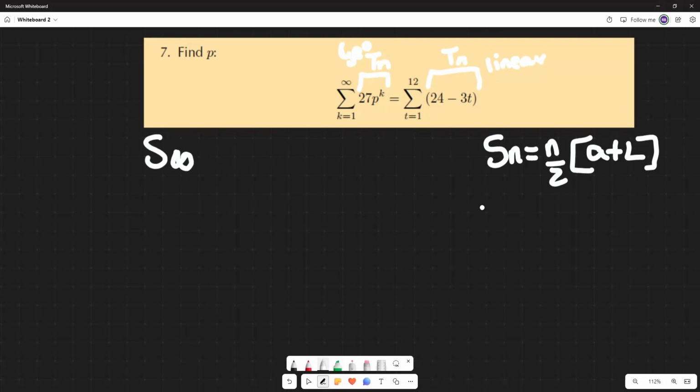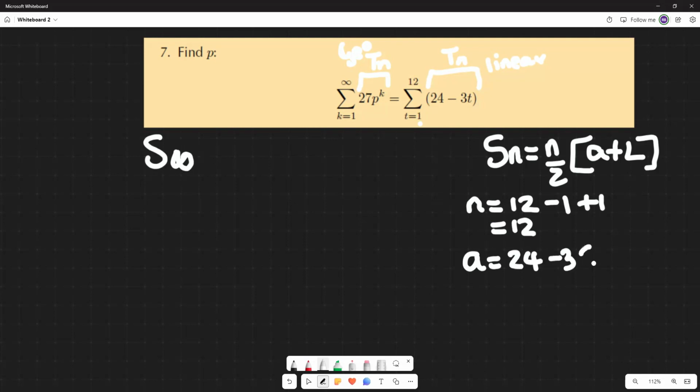So I'm going to start this side. I'm going to firstly calculate the number of terms. Remember, it's top minus bottom plus 1. So the top is 12 minus the bottom, which is 1, plus 1. So the number of terms that I'm adding is 12. And then to get A, which is the first term, you substitute the bottom into there. So we're going to have 24 minus 3 times 1. You can see that we get 21.